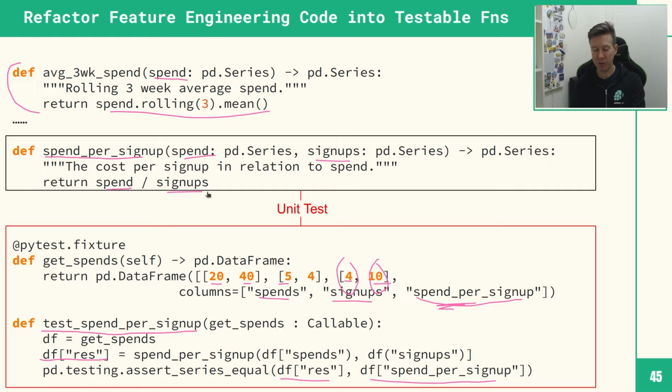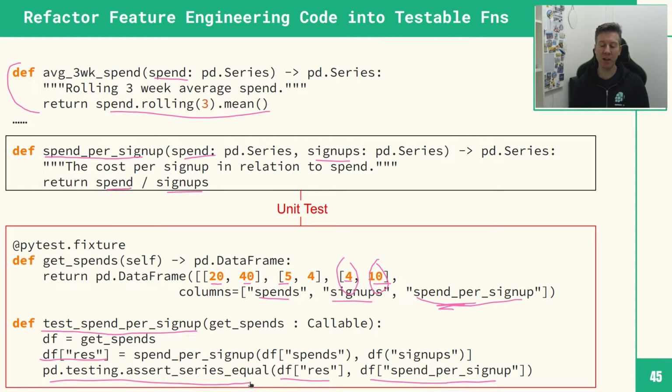Okay, so it's going to call our original feature computation function, spend per signup, with the input values 20 and 5, and then 40 and 4, and it should give us back answers 4 and 10. And if they're correct, then this assertion will succeed and our unit test will pass.